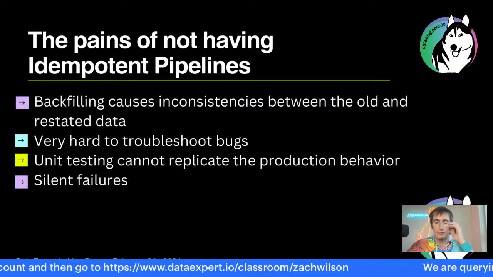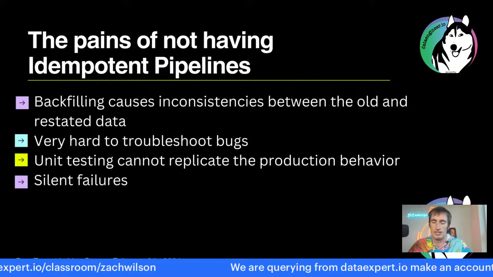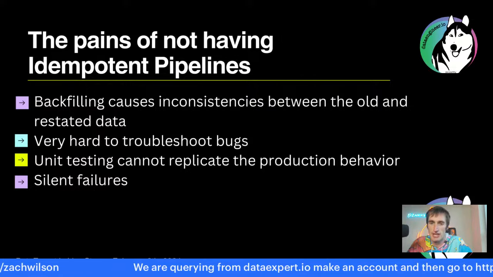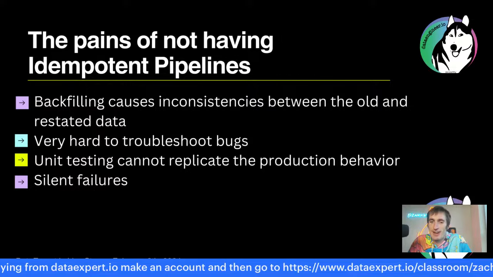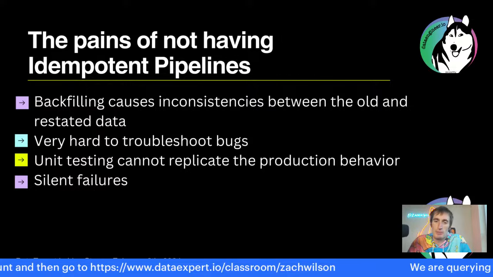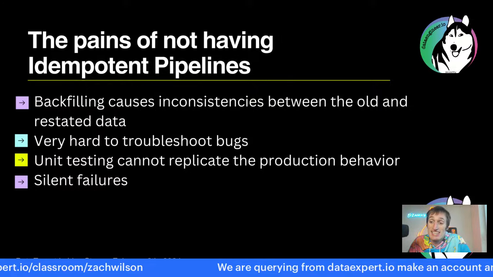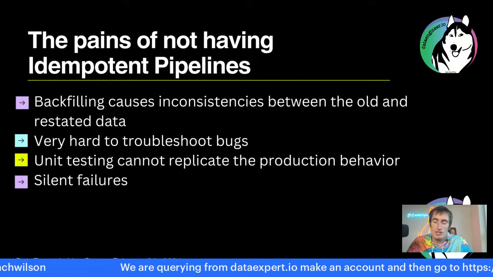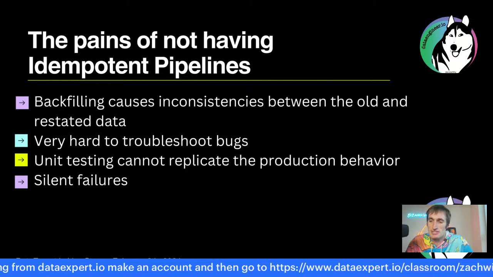Okay, so remember the pains here. This is a very important part of what I'm trying to convey to y'all: the pains of not having idempotent pipelines. Backfilling causes inconsistencies between the old and restated data. That is probably the biggest pain. It's so painful because backfilling isn't fun. Even when you do it right, it's not fun. It's probably one of the most pain in the ass parts of being a data engineer.